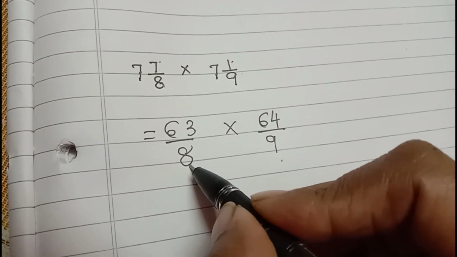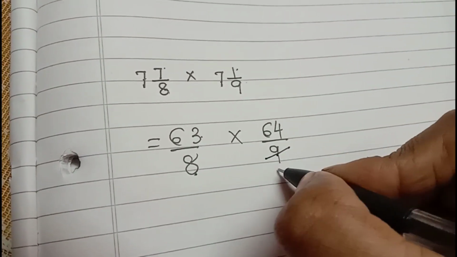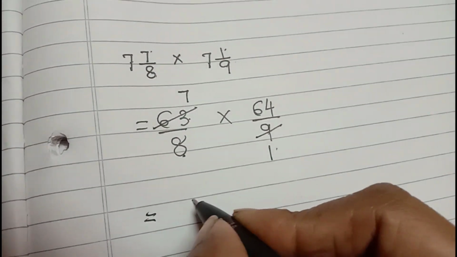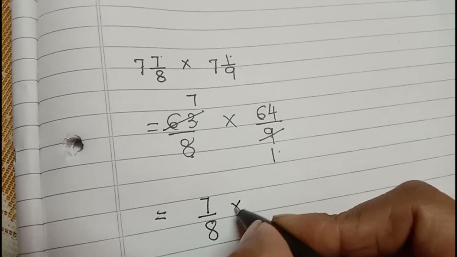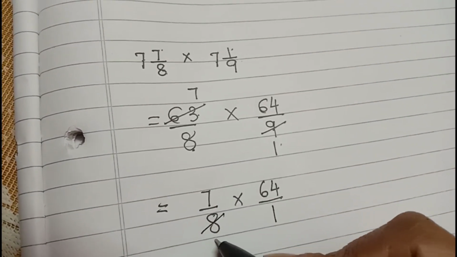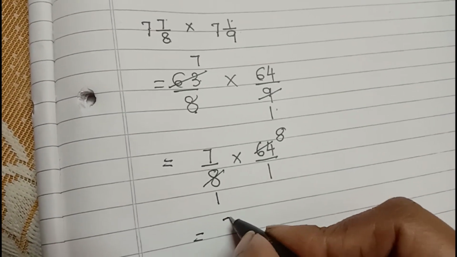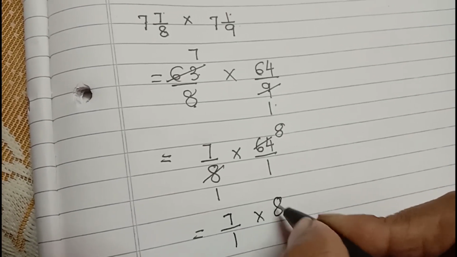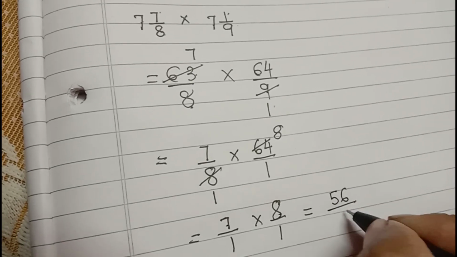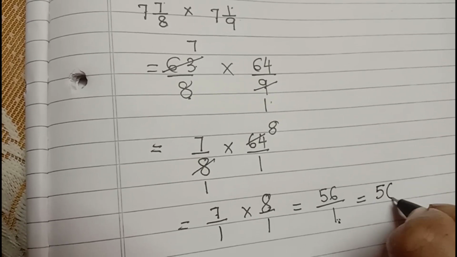Now start finding the common factors. 63 and 8, nothing is common. 63 and 9, yes. In 9's table 63 comes. 9 1s are 9, 7 9s are 63. Now I will write the leftover here. 7 by 8 multiplied by 64 by 1. Then again you will find, 8 1s are 8, 8 8s are 64. You will get 7 by 1, 8 by 1, which will become 7 8s are 56 by 1. As I told you, we don't write 1. As it is a hidden denominator, we will write 56.